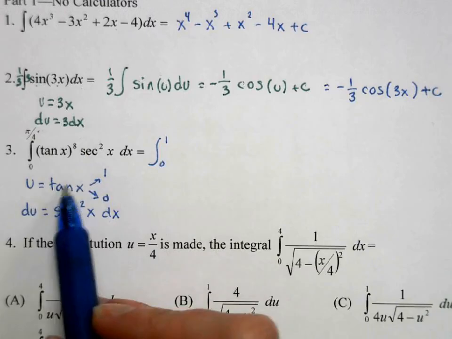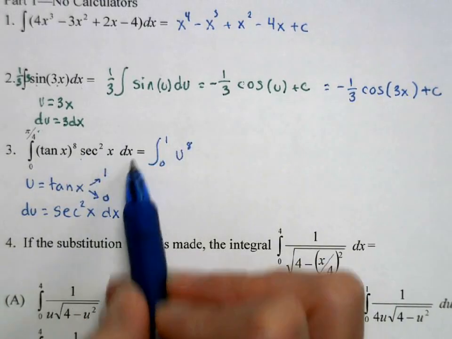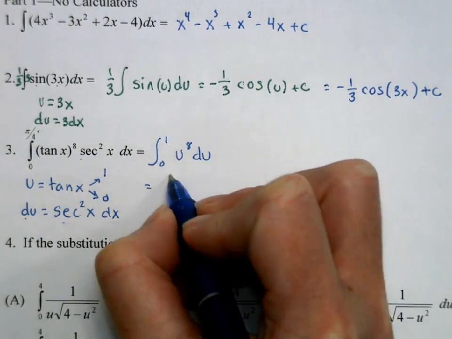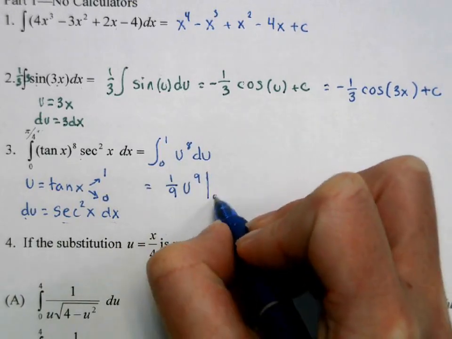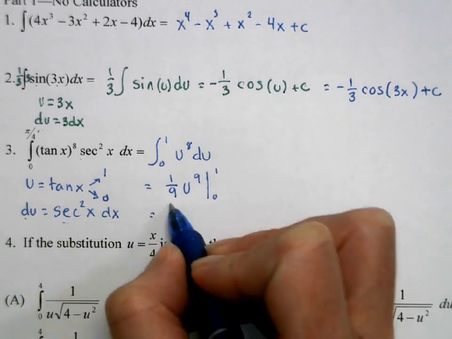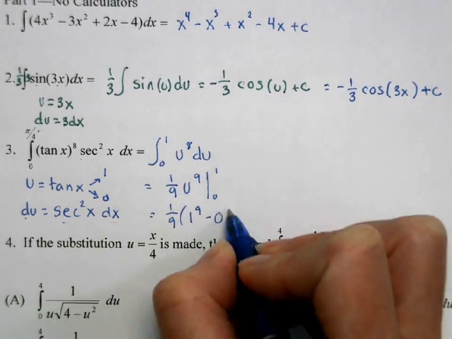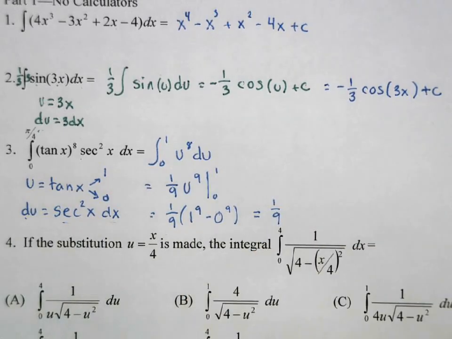Instead of tangent to the 8th, tangent's now going to be u to the 8th. And then secant squared dx becomes my du. So then we get 1/9 u to the 9, evaluated from 0 to 1. We do not need to substitute back in because we changed those limits of integration. End up getting 1/9 out of that.